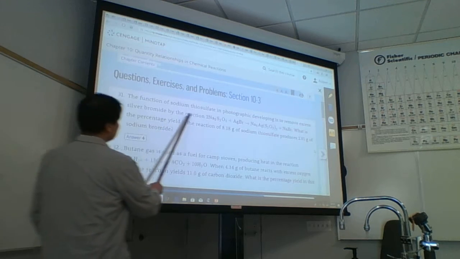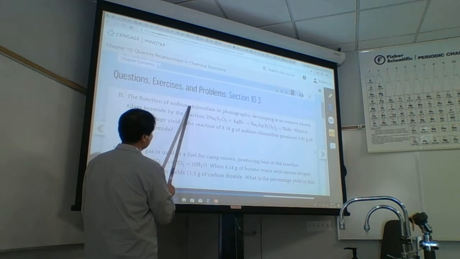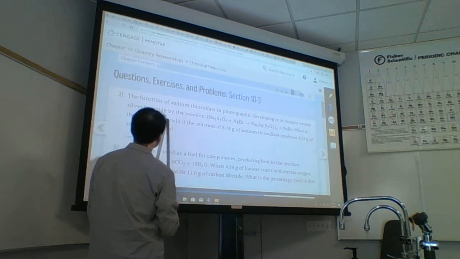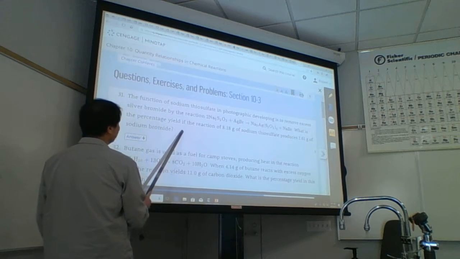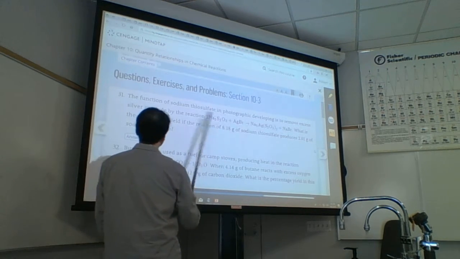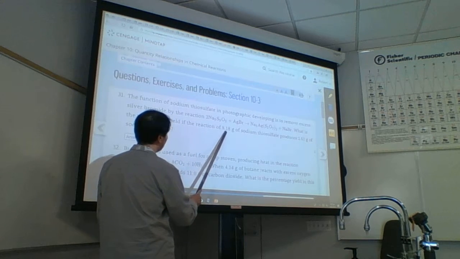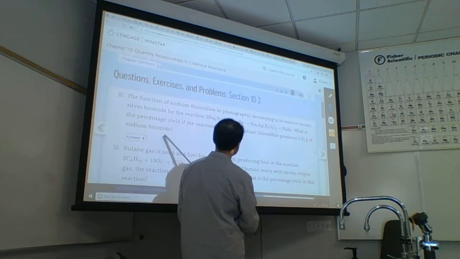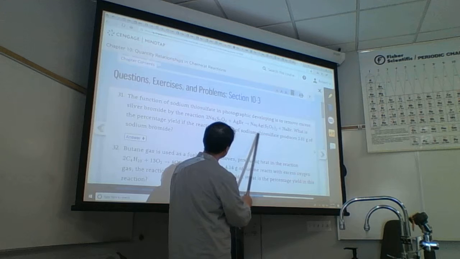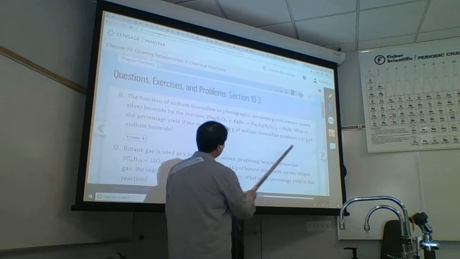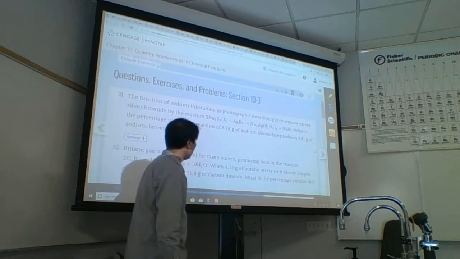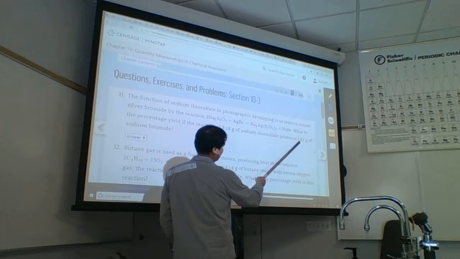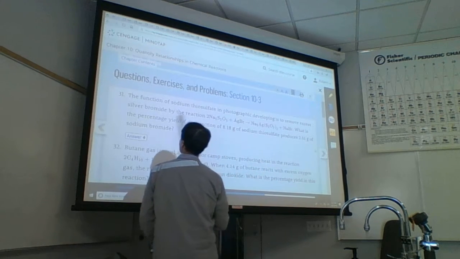The function of sodium thiosulfate, well, sodium thiosulfate was the antidote to cyanide poisoning, but it's also used in photography for developing film, removing excess silver bromide, sorry, not sodium bromide. What is the percentage yield if the reaction of 8.18 grams of sodium thiosulfate produces 2.61 grams of sodium bromide? And so 8.18 grams of sodium thiosulfate, so when we do percentage yield, we need the actual yield. The actual yield is what they actually got. And so this is the actual yield, 2.61 grams of sodium bromide.